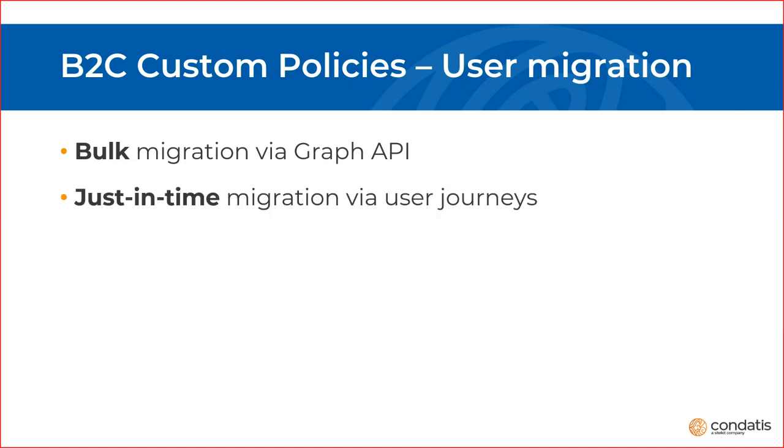So the alternative is to do a just-in-time migration, which is really just additional steps in the custom policies, calling APIs to read user info from the old system and then write it into the Active Directory as part of the process. That can be conditional. It can be done for a user who's not already migrated, so you're not constantly querying the old system for users that are already in the new system. And it can help with password migration.